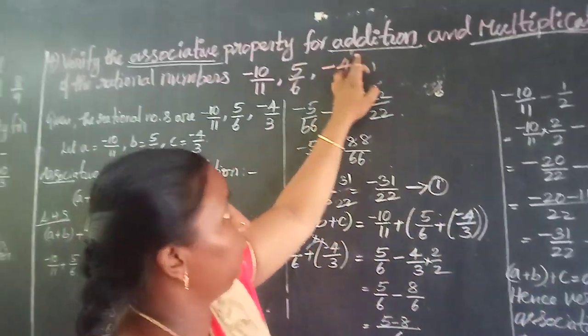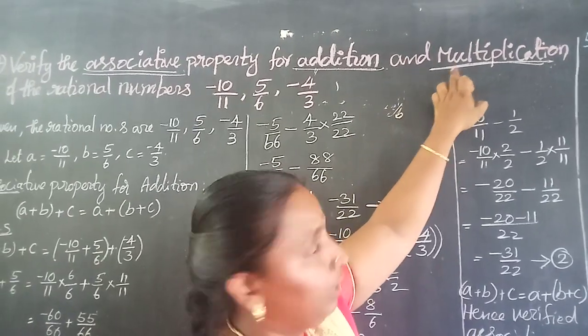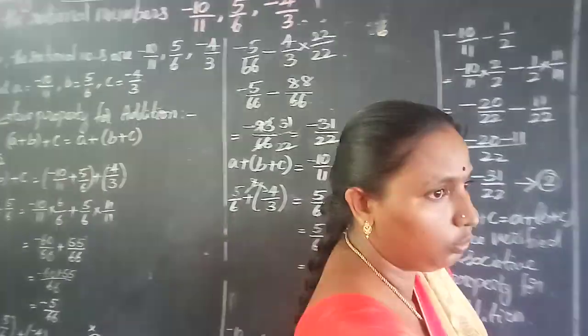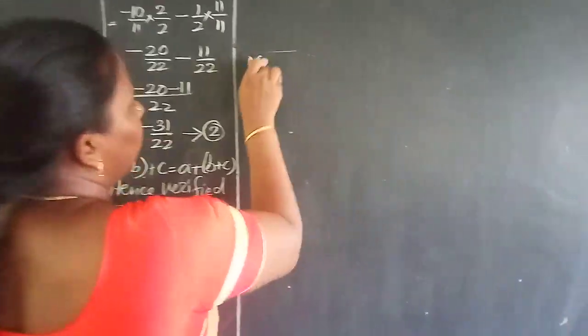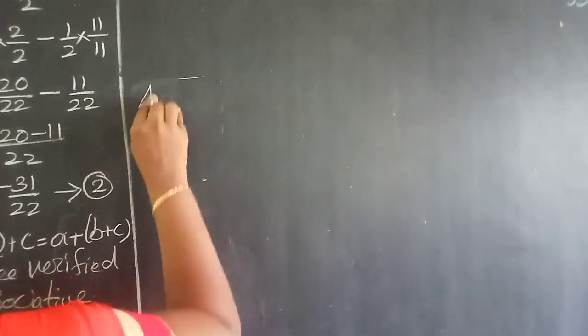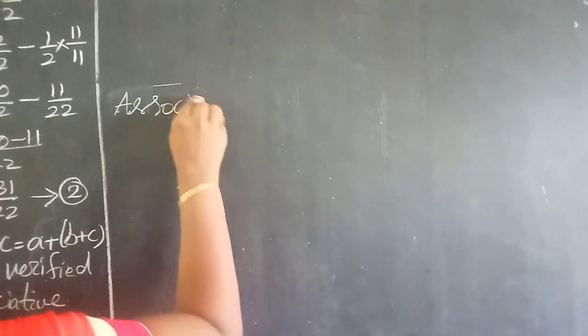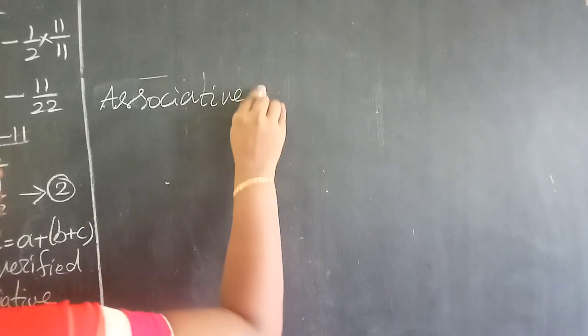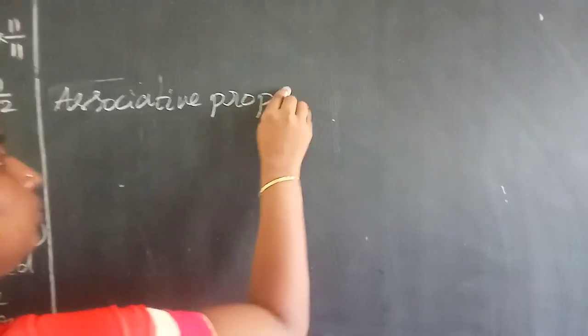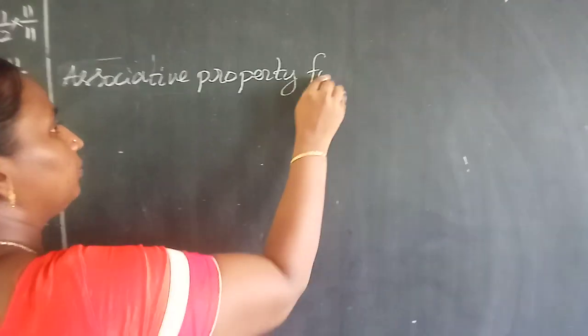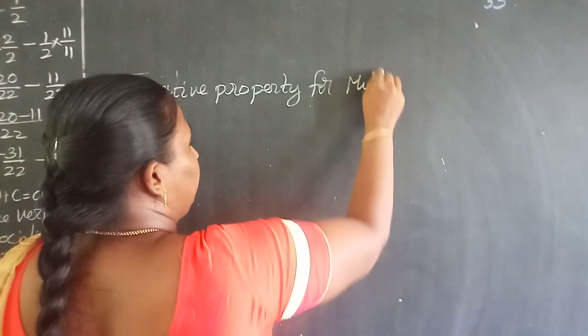Next, addition is over. Next, what do you have to verify? Multiplication. So now we are going to write multiplication. Associative property for multiplication.